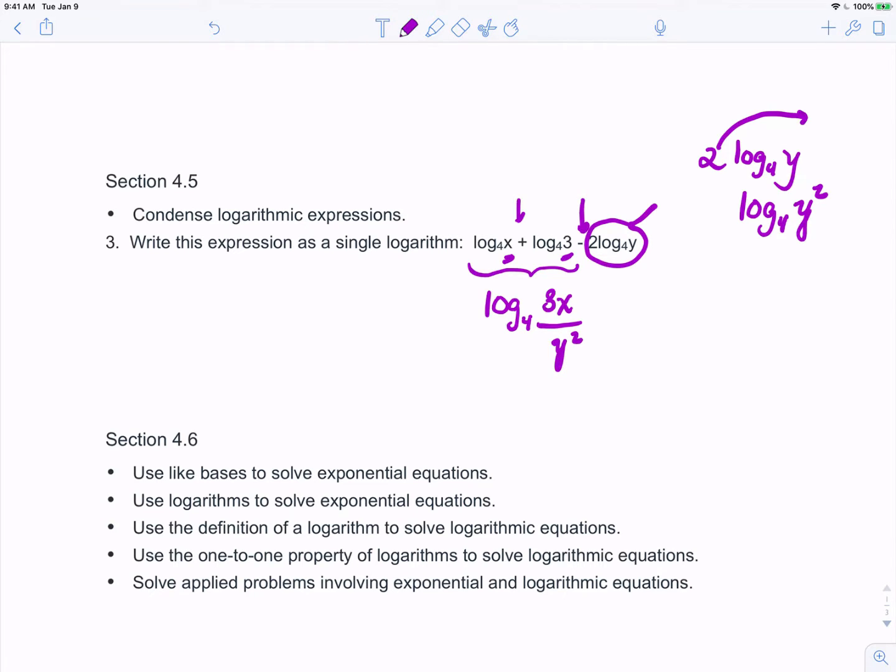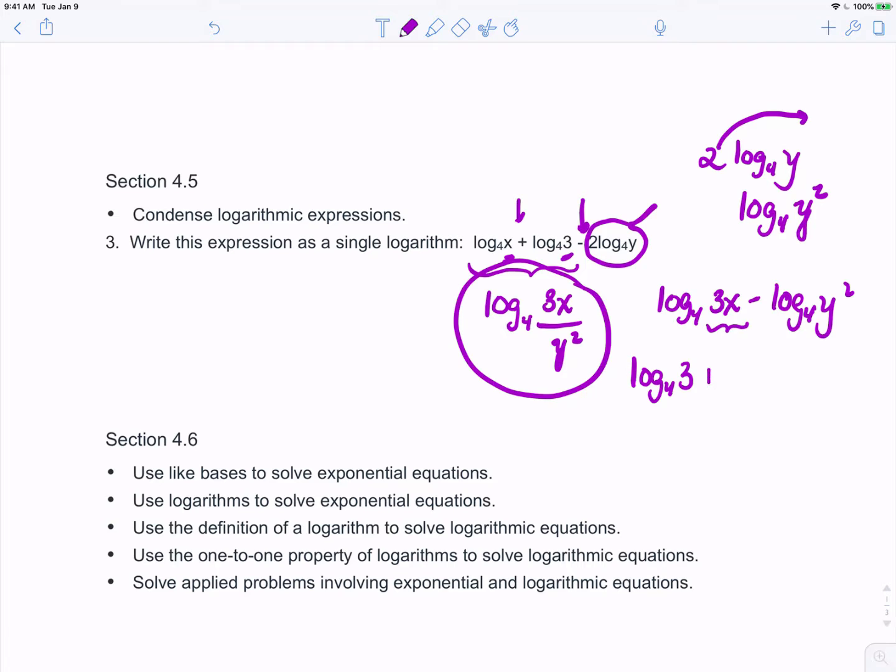squared. If you wanted to check that you had done that correctly, then just take your answer and expand it. The first thing you would say is, that's the same as log to the base 4 of 3x minus log to the base 4 of y squared. Since we're multiplying, we could add the logs. And this right here has a power, so we could bring that down in front. And you can see that as we check, we got our original problem back. So we know that we condensed it correctly.